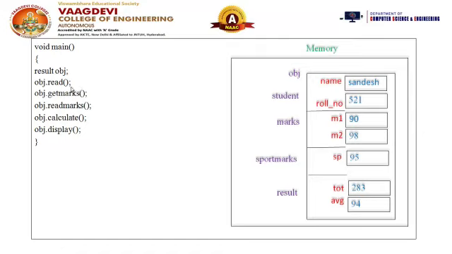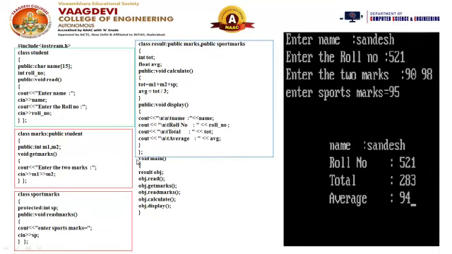And in the next line, this statement reads sp of the sports marks class. And in the next line, this statement calls the calculate member function in the result class, where it calculates the total and average. And in the next statement, the obj.display function will display the values of name, roll number, total and average. Here we can clearly understand how a derived class object accesses base class functions.